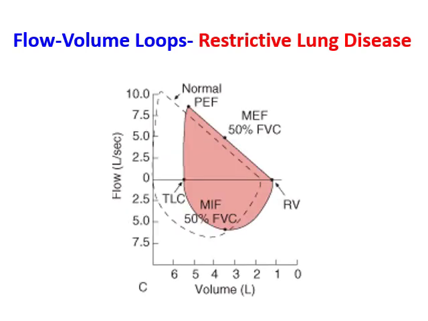Looking at the flow volume loop in restrictive lung disease such as interstitial lung disease, you will find that the loop is narrowed because of the diminished lung volume, and also the airflow is greater than normal at comparable lung volume, and this is because of the change in the elastic recoil of the lung that holds the airways open.